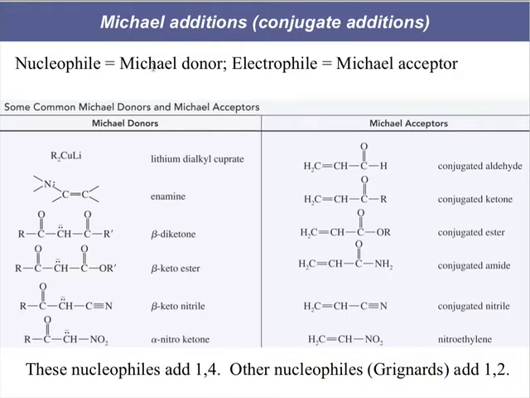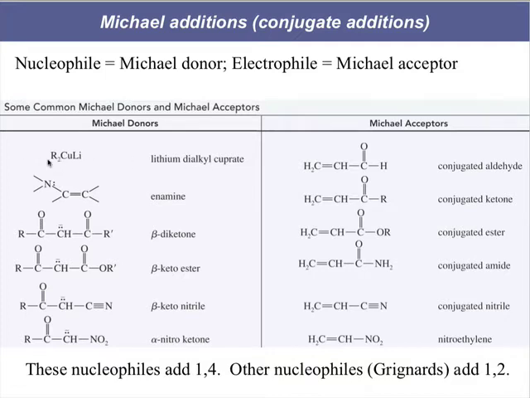The nucleophile is the donor because it's donating the electrons. The electrophile is the acceptor because it's accepting the electrons. And the type of this reaction is the Michael addition, the conjugate addition. So let's look at what Michael donors look like. Michael donors will be cuprates, lithium dialkyl cuprates.